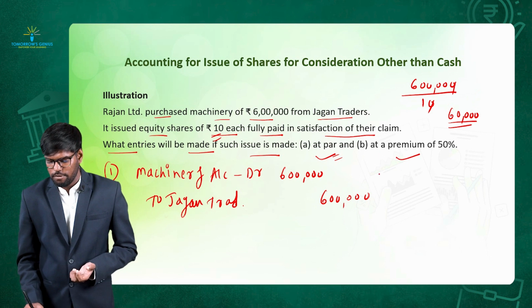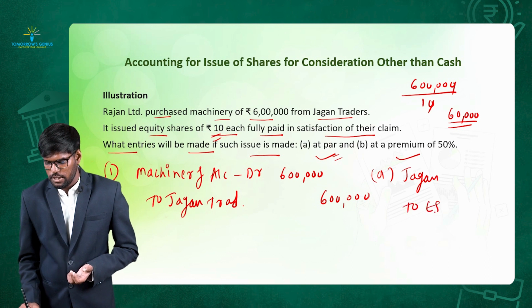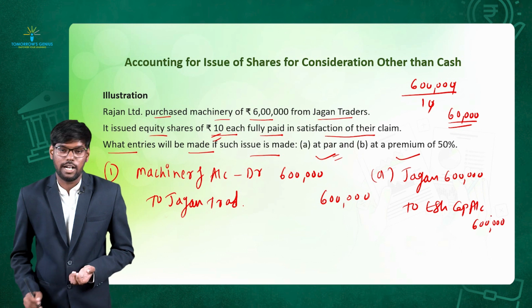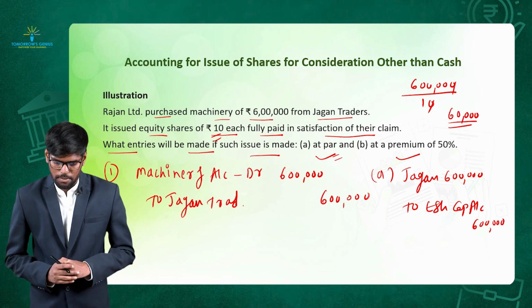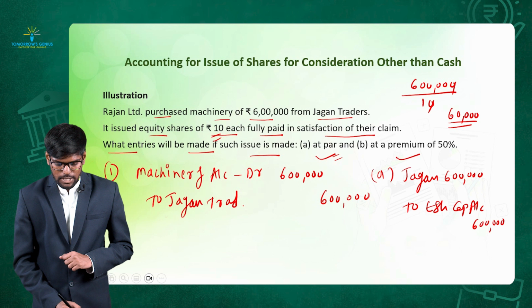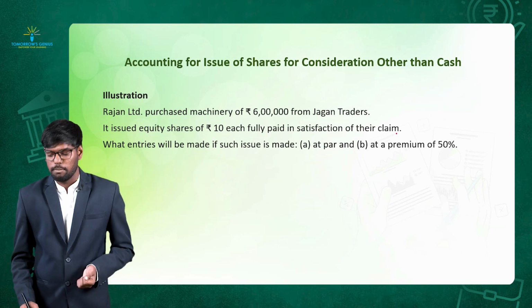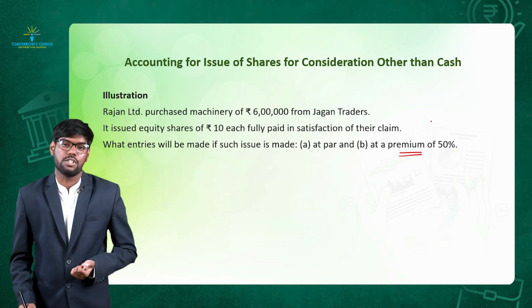So what will be the entry? The entry will be Jagan Traders account debit to equity share capital account. The company issued 6 lakh rupees of shares to Jagan Traders for settlement of his account on purchase of the machinery, right? But suppose the company is issuing these shares at a premium, and the premium is 50%, sir, then what?